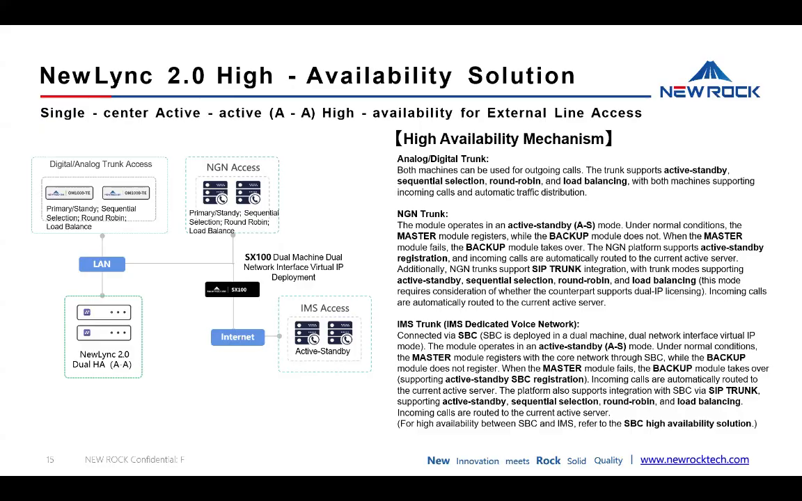So let's see the external access. What's the difference for NewLync? I think there is no big difference when working with digital and analog terminals. The dual node system enables terminals to register with two IP addresses, which allows for automatic failover. On the engine platform, no difference, but only the primary platform handles the registration, while the standby platform remains passive and does not initiate registration.